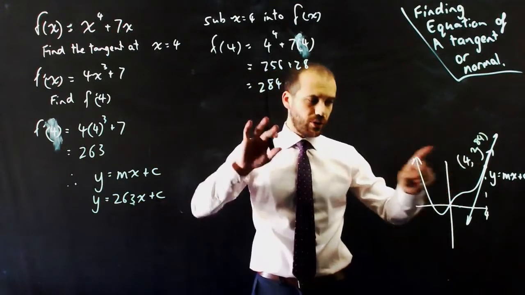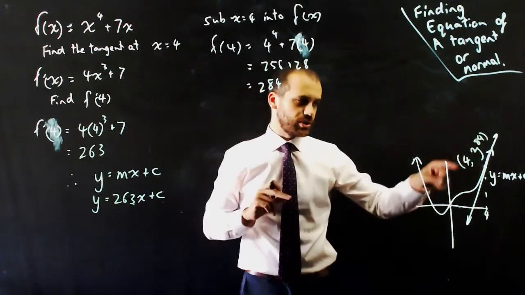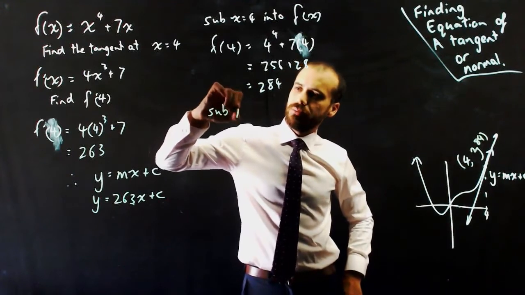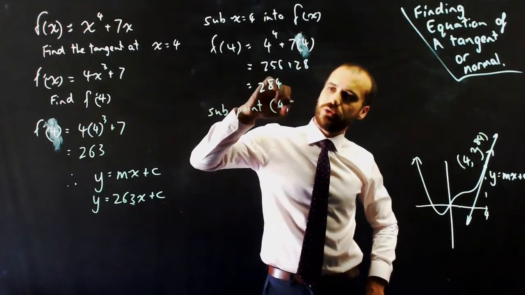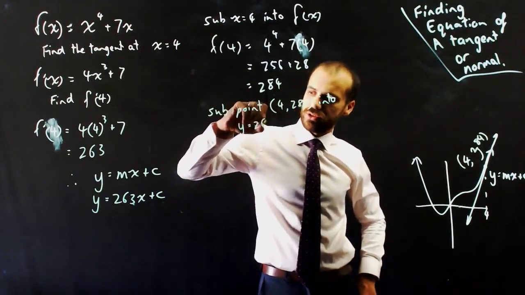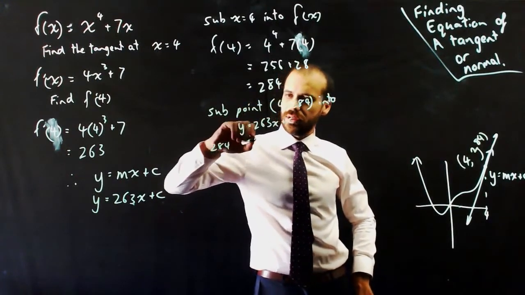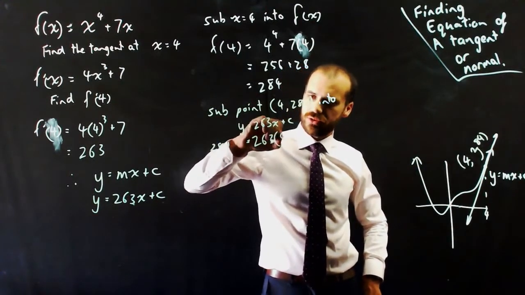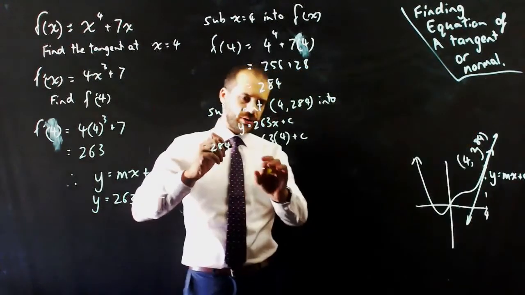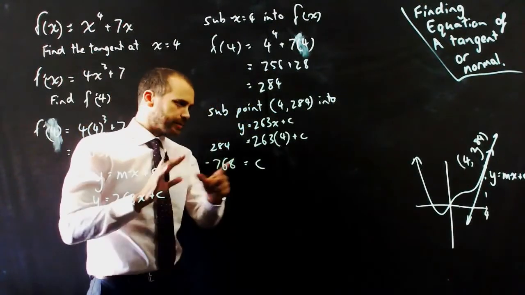I also know that on my curvy line, it passes through 284, because I subbed that into my original equation, which means that my straight line also passes through 284. So I can sub point 284 into y equals 263x plus c. So when I do that, I get 284 equals 263 times 4 plus c, and I can solve that for c. So c equals negative 768, I believe.